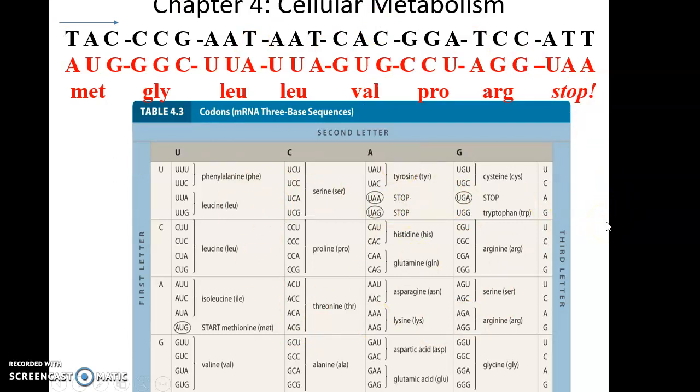And again, like I said, it's going to show up in the exam and also in a lab quiz. All right, that is it for this chapter.